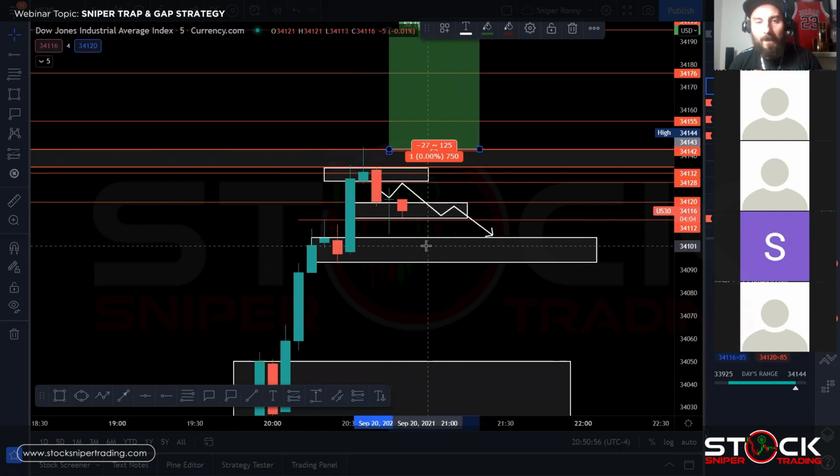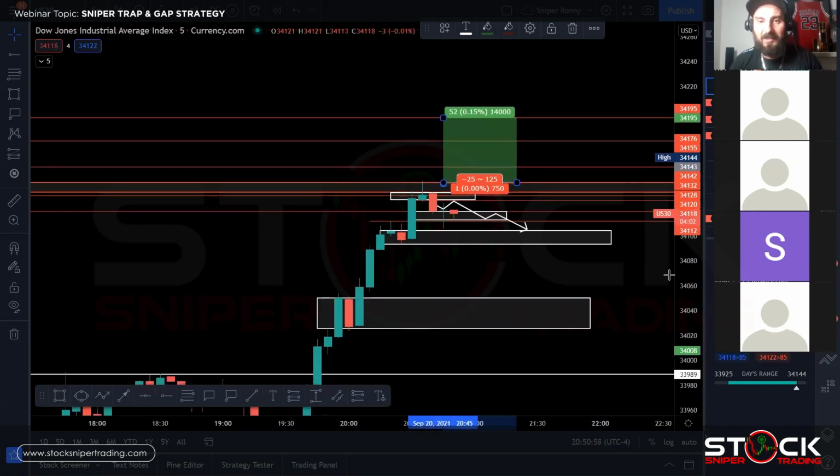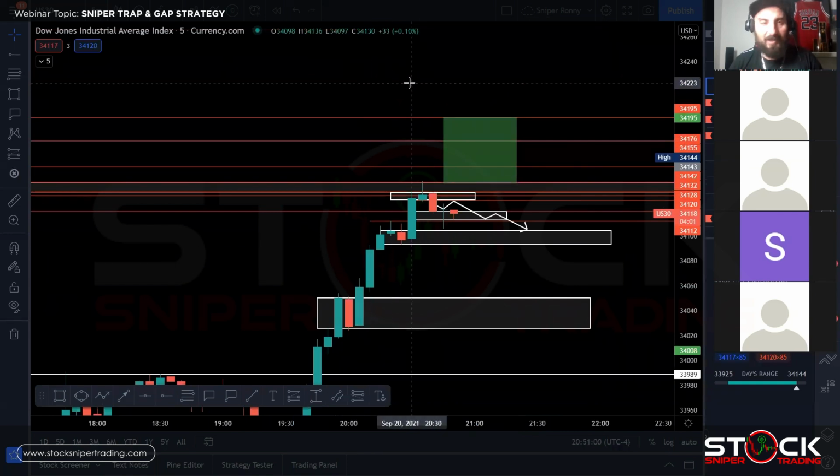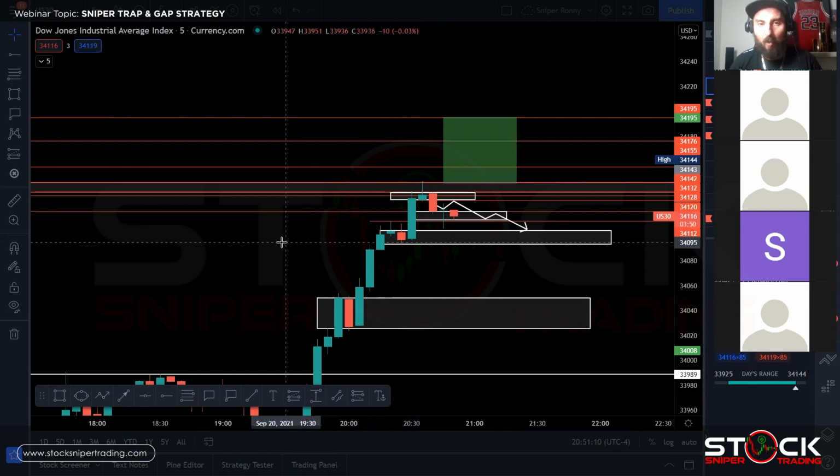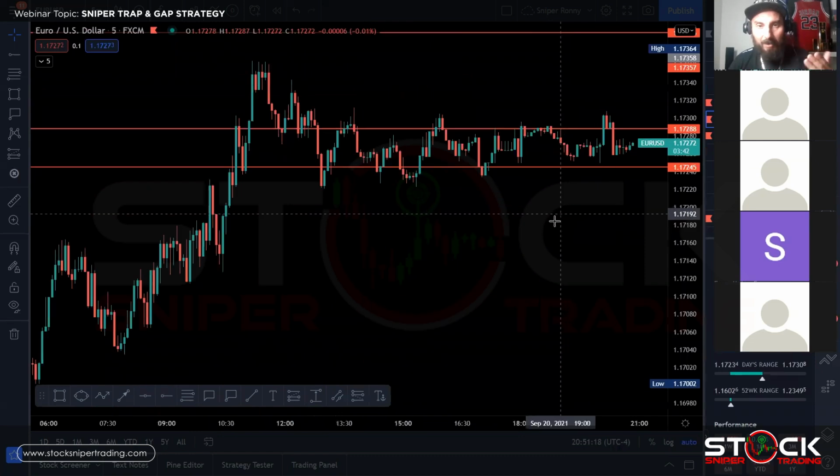But the sniper trap and gap strategies, guys, it's no joke. It works. This is how I've been trading for years and years and years. Not only does it teach you about price action, it teaches you patience and discipline. Let's go to any chart, guys, anything. What about Euro USD? I don't trade this too often with you guys live, but Euro USD chart.